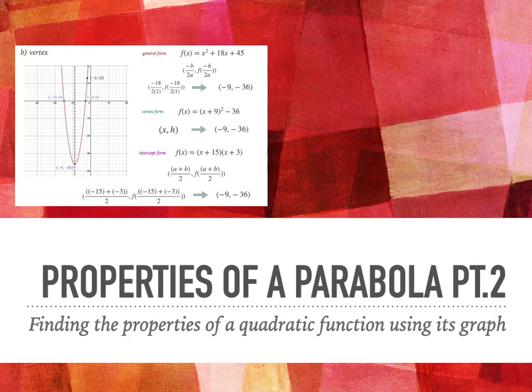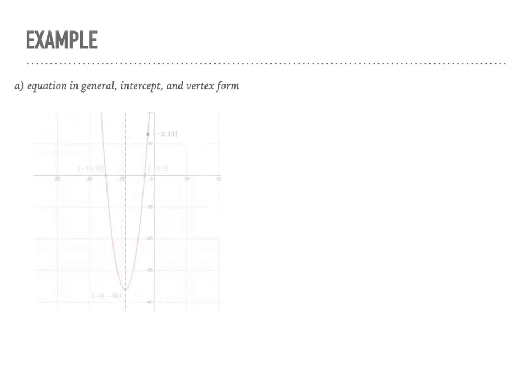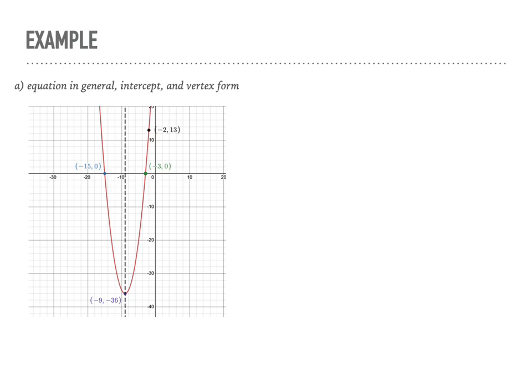Hey everybody, in today's video we're going to be discussing more types of properties of parabolas and looking at its specific forms. So let's say we're given this quadratic function and we want to write the function in general, intercept, and vertex form.